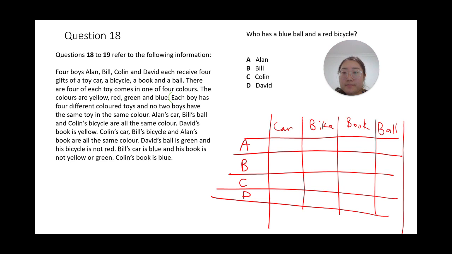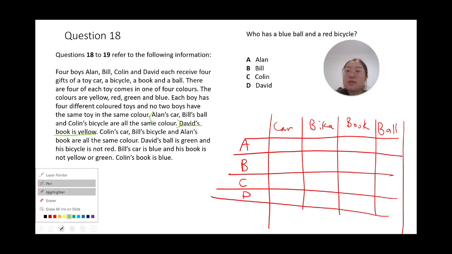These first 2 lines, Alan's car, Bill's ball, and so on, are the same color. Actually, we'll just do that line first. That line is impossible to solve right now, because we know they're all the same color, but what is that color? So I recommend you look for these direct sentences first, the ones that straight away tell you what someone's toy's color is.